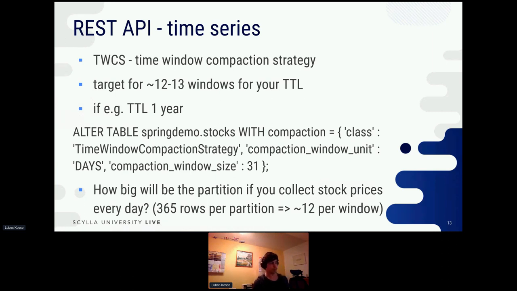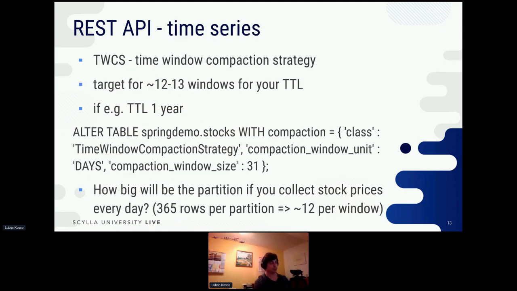I have a question there. How big will the partition be if we collect prices daily? And that's actually very easy to do. You just need to divide 365 by 31, and you will see how many records will be scanned at one time. The partition itself will be 365 rows at maximum, but what I still will need to scan will be inside one window.